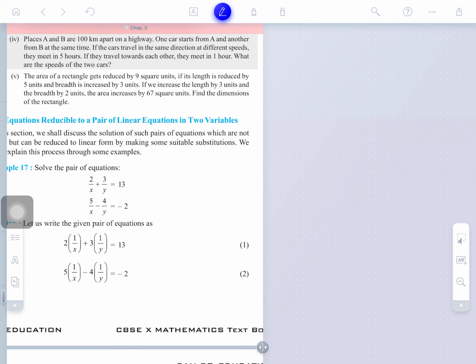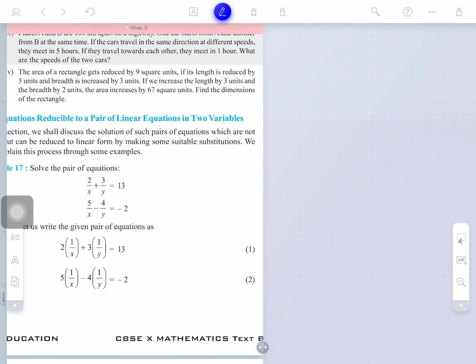Question number 5. The area of a rectangle gets reduced by 9 square units. It is talking about the area of a rectangle, and we are going to solve questions of area of a rectangle. How is the area of a rectangle found? Area of a rectangle is length into breadth. If its length is reduced by 5 units and breadth is increased by 3 units, the area gets reduced by 9. Two cases for area are given here.